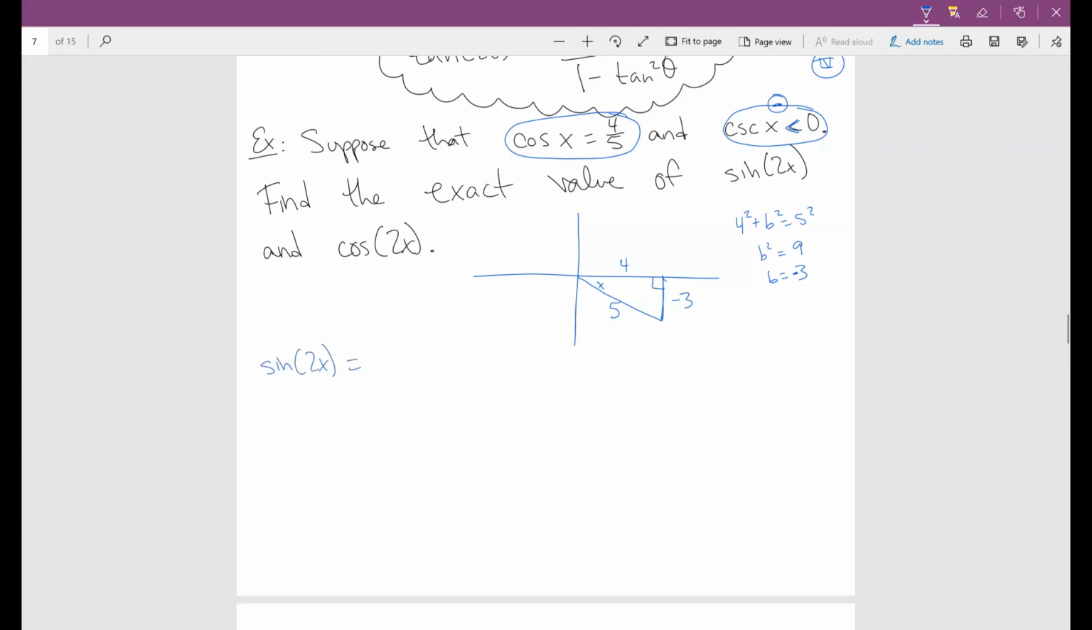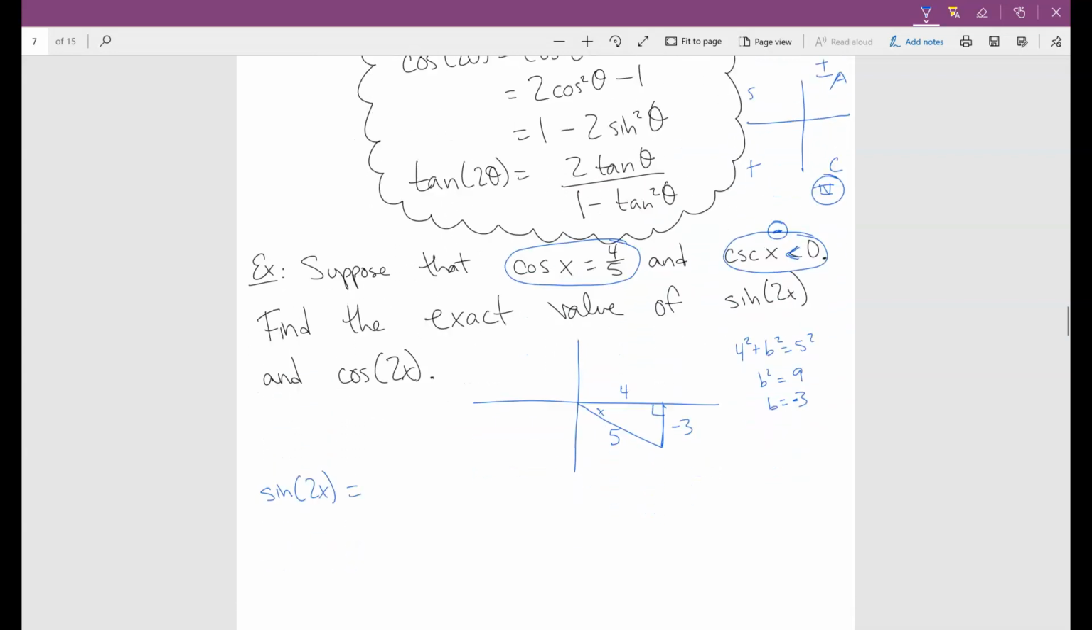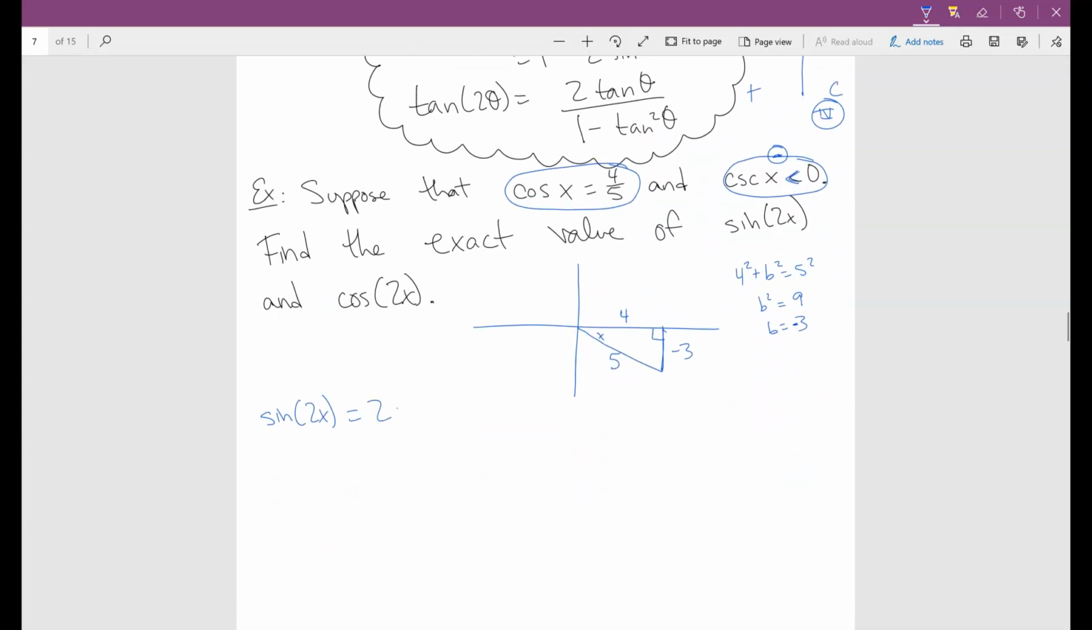The sine of 2x, if you go back up, the formula is just 2 sine x cosine x. Sine x in this case is the opposite over the hypotenuse, that's going to be negative 3 over 5. And then the cosine is the adjacent over the hypotenuse, that's going to be 4 over 5. So it's going to give me 2 times negative 12 over 25, which is going to give me negative 24 over 25. So that's going to be my answer.